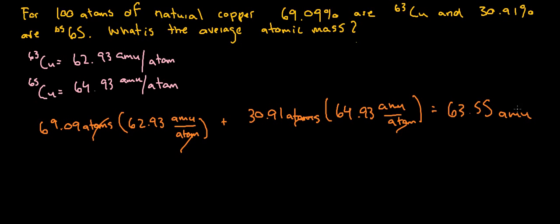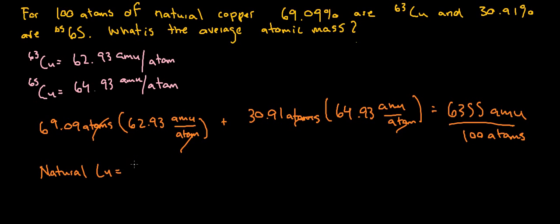AMUs. Now if I want to know this is 65,000, or 6,355. I went ahead of myself. So I have 6,355 atomic mass units. Now if I want to know the atomic mass units per atom, I counted 100 atoms, 69.09 atoms of copper-63 and 30.91 atoms of copper-65. So I divide by 100 total atoms. And I get natural copper is equal to 63.55 atomic mass units in an atom.